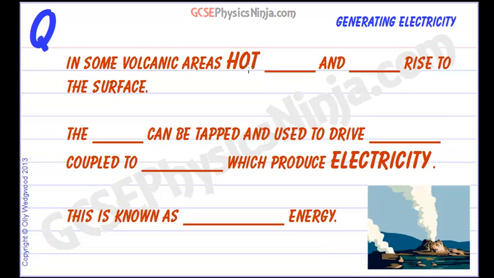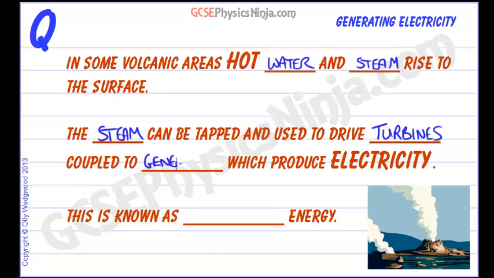In some volcanic areas, hot water and steam rise to the surface. So the steam can be tapped and used to drive turbines, which are coupled to generators, which produce electricity. And this whole process is known as geothermal energy.